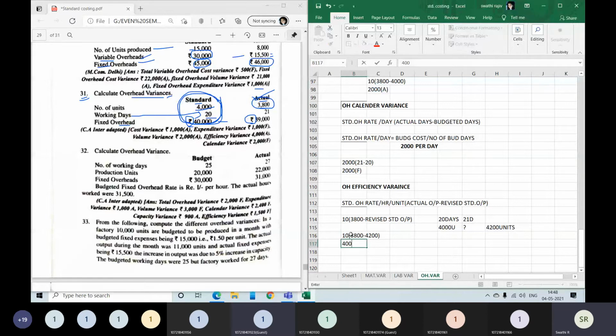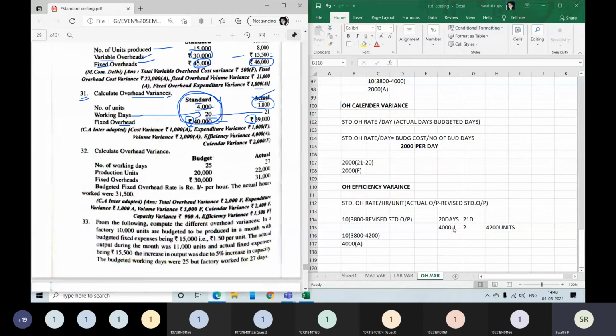4,000 adverse. Go through this. Why do we revise standard output? Because the number of days have changed. We thought we can complete this in 20 days, so we set the standard. But it is actually 21 days. So what is your new standard? How much you thought you could have achieved in 21 days? 4,200 units. But we really underperformed; only 3,800 we could get. So we are checking the variance because of this efficiency. How efficient were we? Quite poor. That's why 4,000 adverse came up. So instead of 4,200, 3,800 is what we are measuring.